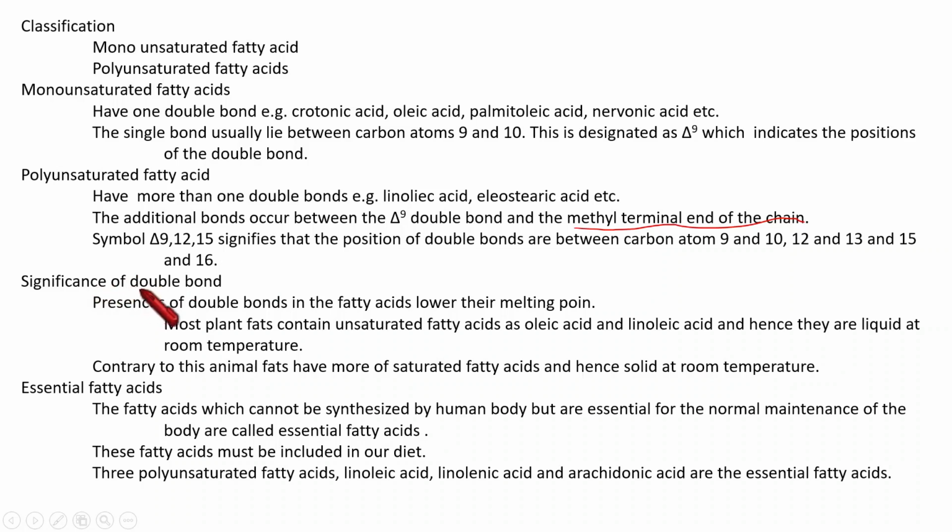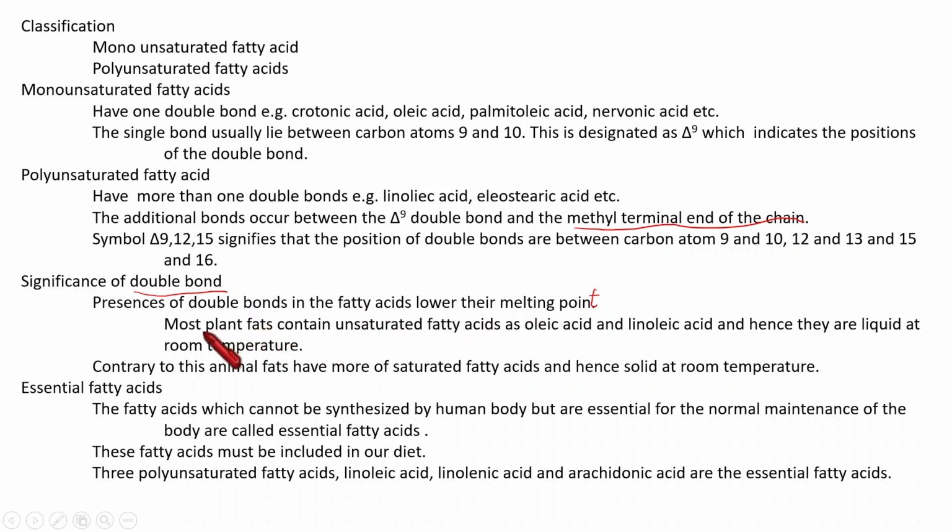Then what is the significance of the double bond in unsaturated fatty acids? The double bonds in the fatty acids reduce the melting point. It reduces the melting point of that particular fatty acid. The more unsaturated it is, the lower its melting point.